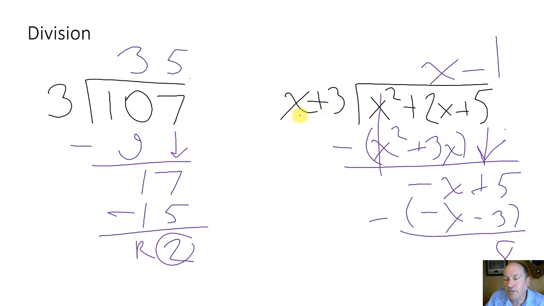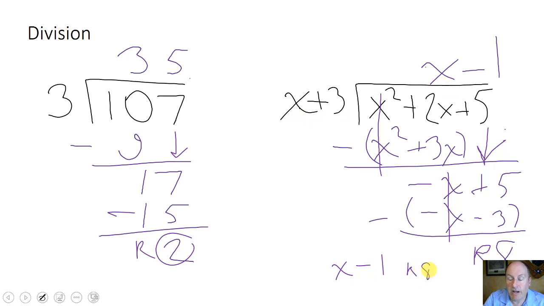Well, x will go into negative x negative 1 times. x divided by negative x is negative 1. When we multiply x plus 3 times negative 1, we get negative x minus 3. And we subtract that out just like we subtracted the 15 over here. Negative x minus negative x, the negative x's cancel out. 5 minus negative 3 is 8. That's our remainder. So the answer to x squared plus 2x plus 5 divided by x plus 3 is x minus 1 with a remainder of 8.